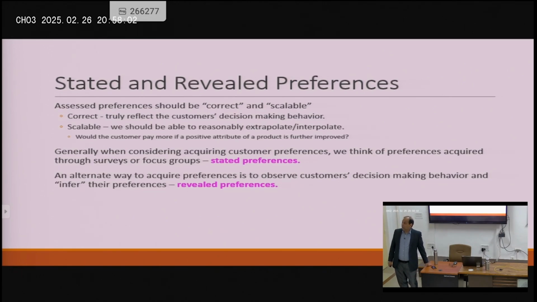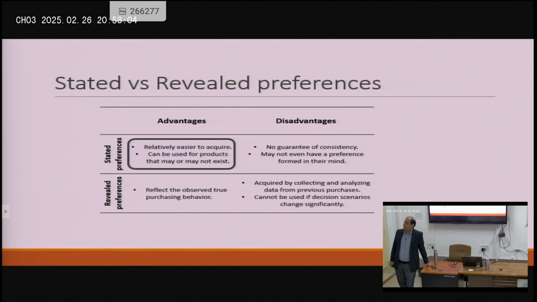Okay, so let's get to the next slide. So here I have a 2x2. I'm sure you've heard of 2x2s, right? So basically, if you have two attributes or two decision-making parameters, you take high-low of this and high-low of that, and then suddenly you make a point very convincingly. Okay. Of course, there are simplifications when you do this. Again, we're losing resolution, but an easy way to win arguments. Okay. So the rows are stated and revealed preferences, and the columns are advantages and disadvantages, right?